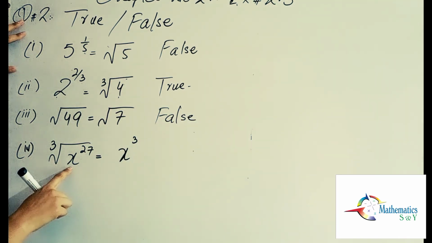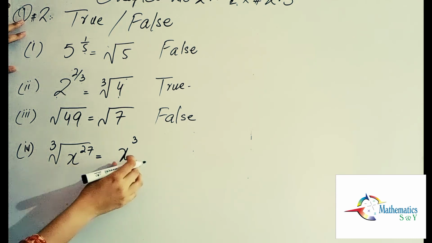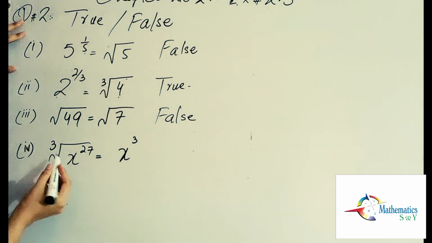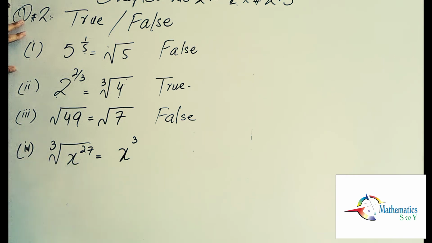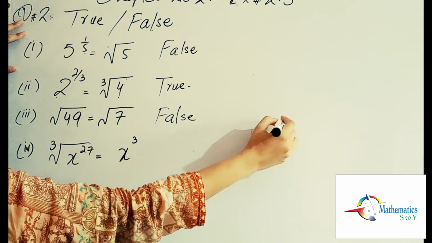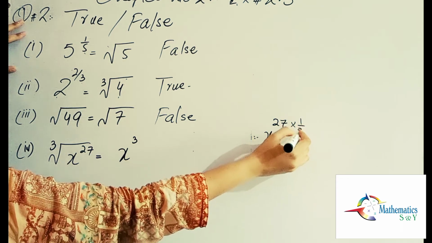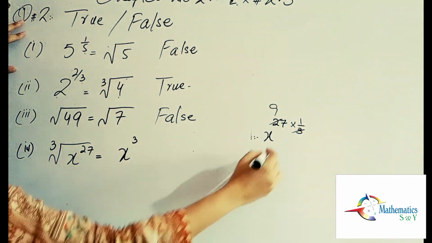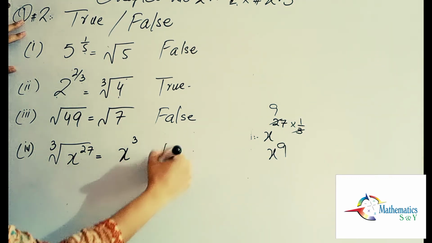Here there is x raised to power 27 and it has a cube root. So when we simplify this, can we get x cube from here? Because the index of the radical is 3, so the power of x is 3. But where is this x raised to power 27? So first we will simplify. See this x raised to power 27 and the index of the radical is 3, so it will be multiplied by 1 by 3. So 3 nines are 27, x raised to power 9. Here it is x raised to power 3. It means this is false.